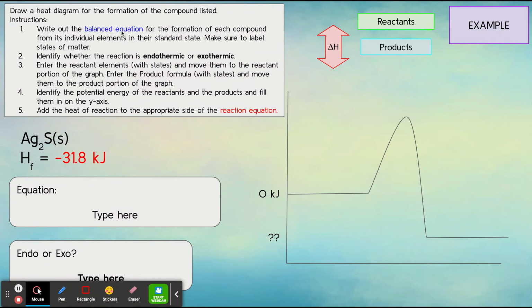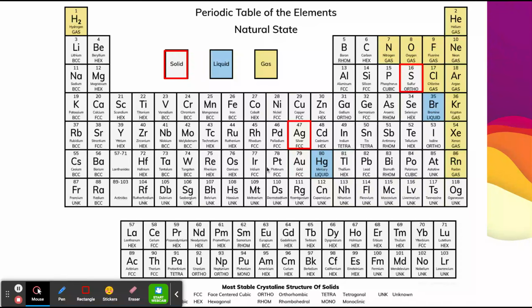And so my first step is to write a balanced equation for the formation of this compound. So what are the 2 elements in their standard state that make up this compound? I've got silver and I've got sulfur. I'm going to go to my table and find silver and sulfur. And here's silver and here's sulfur. They're both solid at room temperature and atmospheric pressure. The only things we need to be careful of are our diatomic elements: H2, N2, O2, F2, Cl2, Br2, I2. Everything else you can just assume it's one element.